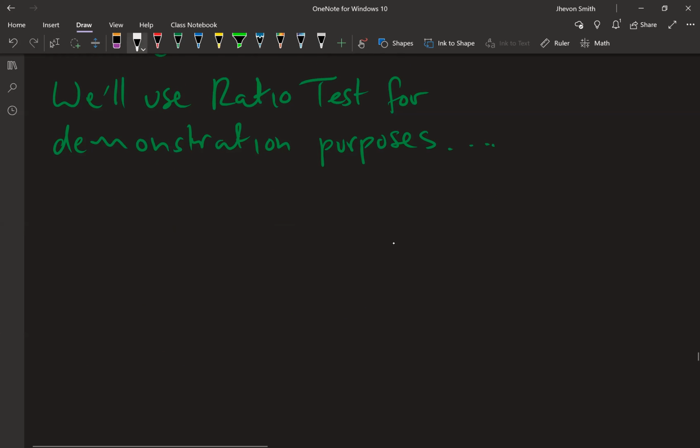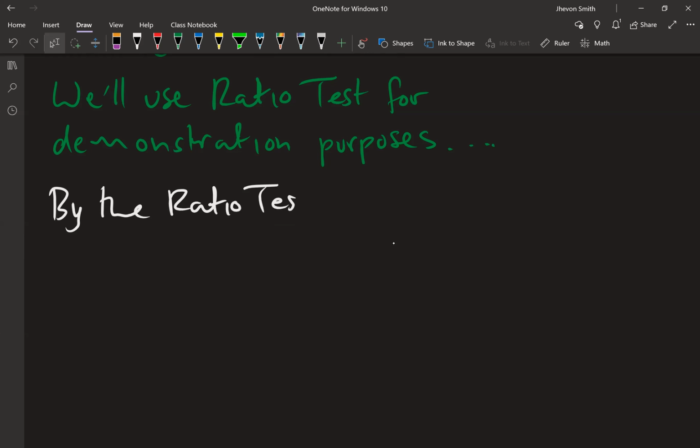However, if we're doing the ratio test, I'm going to look at the limit of a sub n plus 1 divided by a sub n.